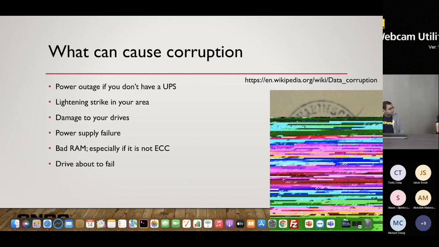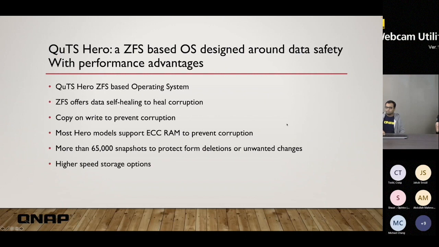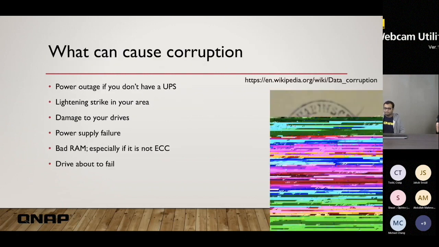Some of the things that could potentially cause corruption are a power outage during a write. Now, our copy and write feature can really help protect from this, but that's one of the things that can cause corruption: a power outage during a write. A power surge, like if lightning strikes your building or right next to your building. You damage your drives in some way. A power supply failure during a write. Bad RAM, especially if it's not ECC RAM. Or sometimes if a drive is about to fail, it can throw some errors and cause some corruption.